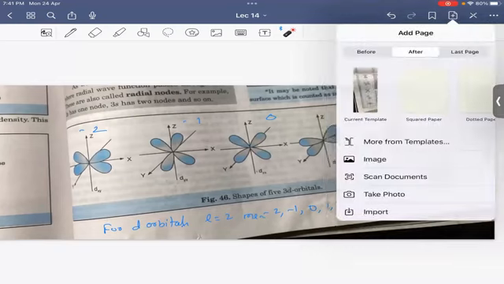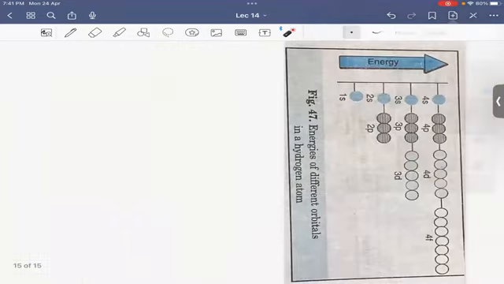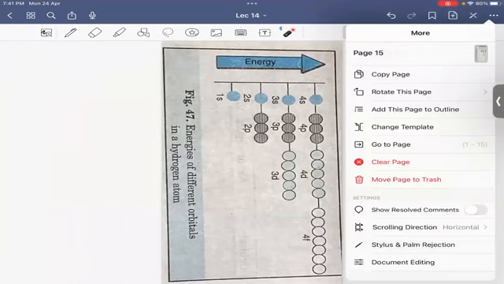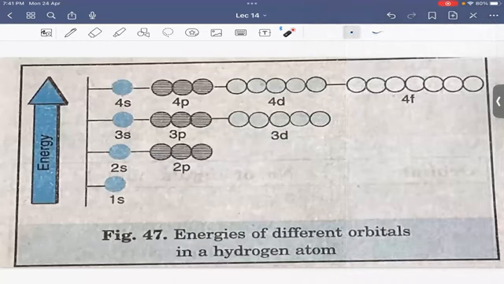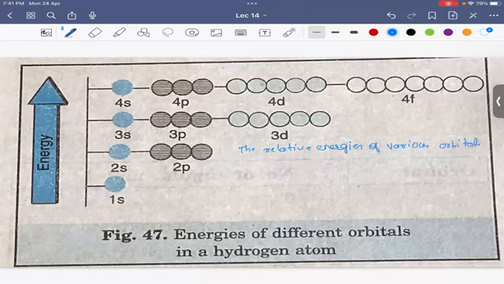So now we'll move on to the next topic, the energy level diagram for electrons. For this also we are going to drag a figure. The relative energies of various orbitals can be shown by an arrangement known as energy level diagram, right?